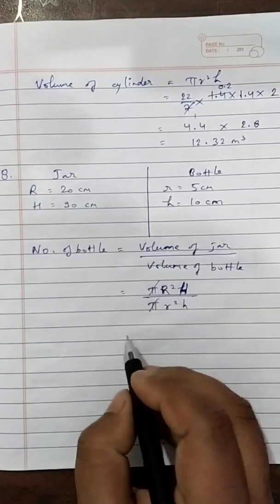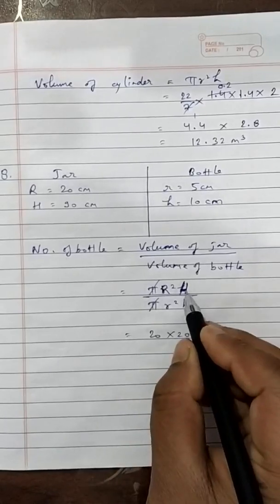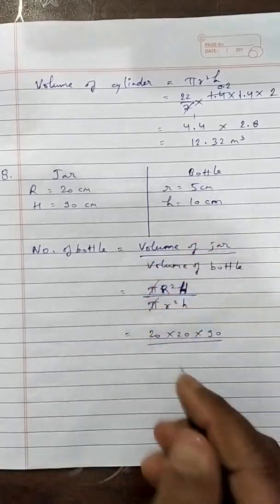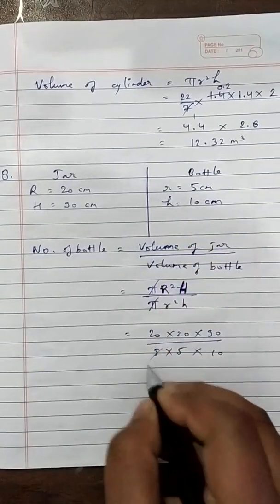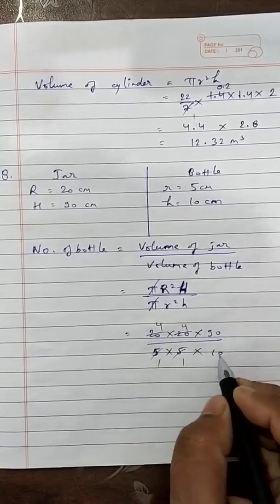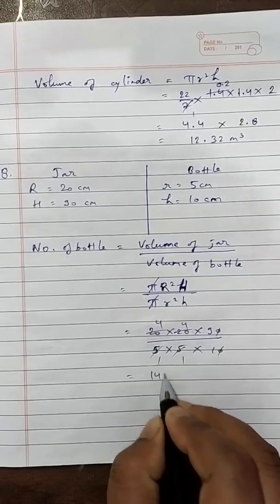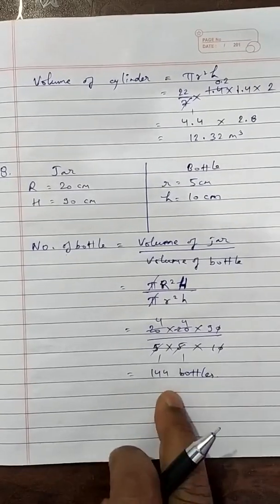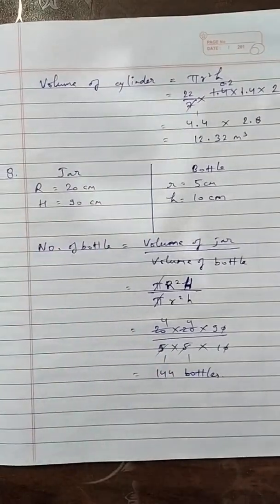Pi is constant, so we'll cut it. Capital R square means 20 into 20, and capital H means 90. And small r of the bottle is 5 into 5, and small h is 10. So 5 ones are 5, 5 fours are 20, 00 cancelled. So 4 4 is 16, 16 nines are 144 bottles. So 144 bottles can be filled from this jar having this dimension.